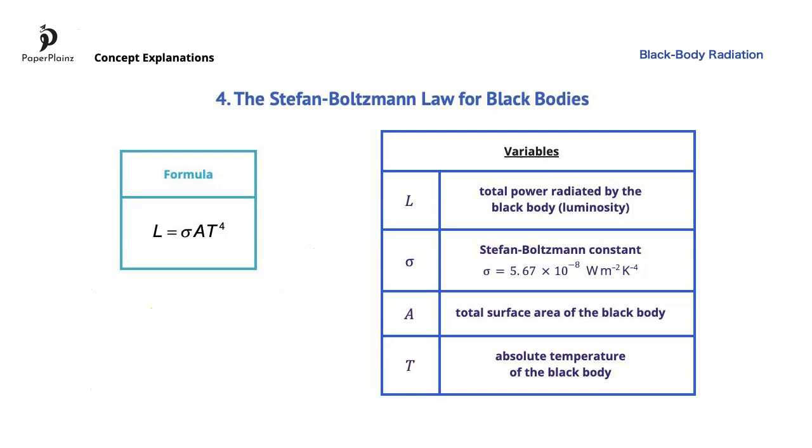Now, power radiated is the same as energy radiated per second. Since the total surface area of the blackbody is A, we can conclude that the energy radiated each second by 1 square meter of a blackbody is sigma, the Stefan-Boltzmann constant, multiplied by the absolute temperature to the power of 4. With this, we have completed our learning about blackbody radiation.